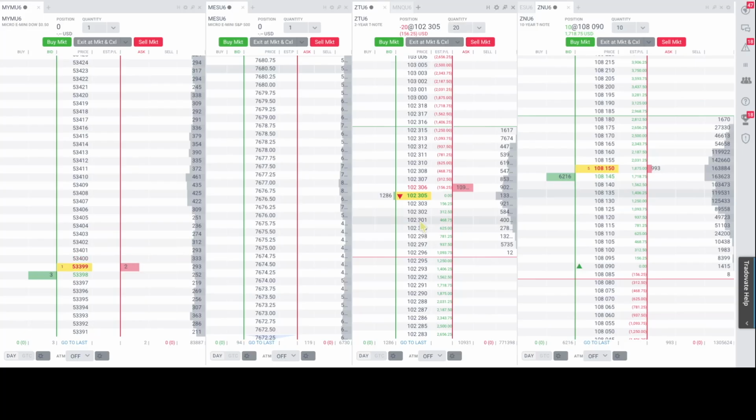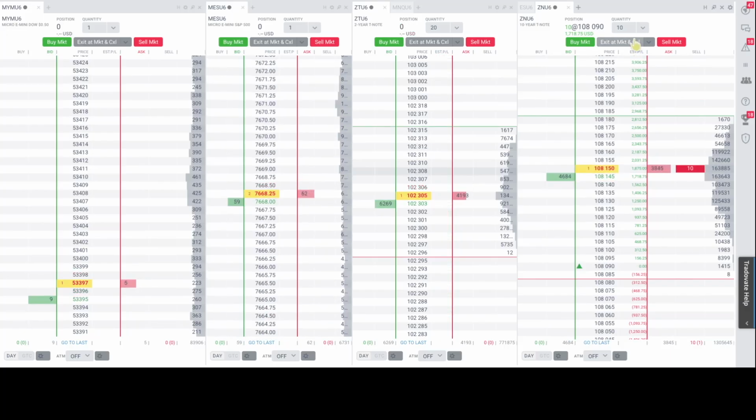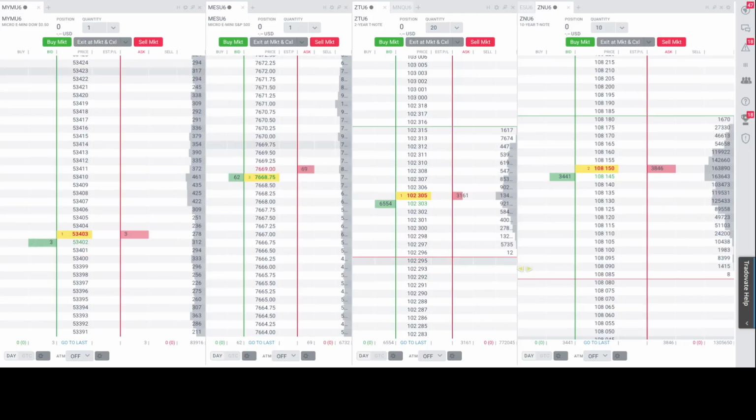All right, let's put 20. I'm going to try to pick off a better fill here. I'm going to see which one gets filled first, and then whatever one gets filled first, I'm just going to close the other one. Exited market, order cancel, filled. There you go. Order filled. I'm out.